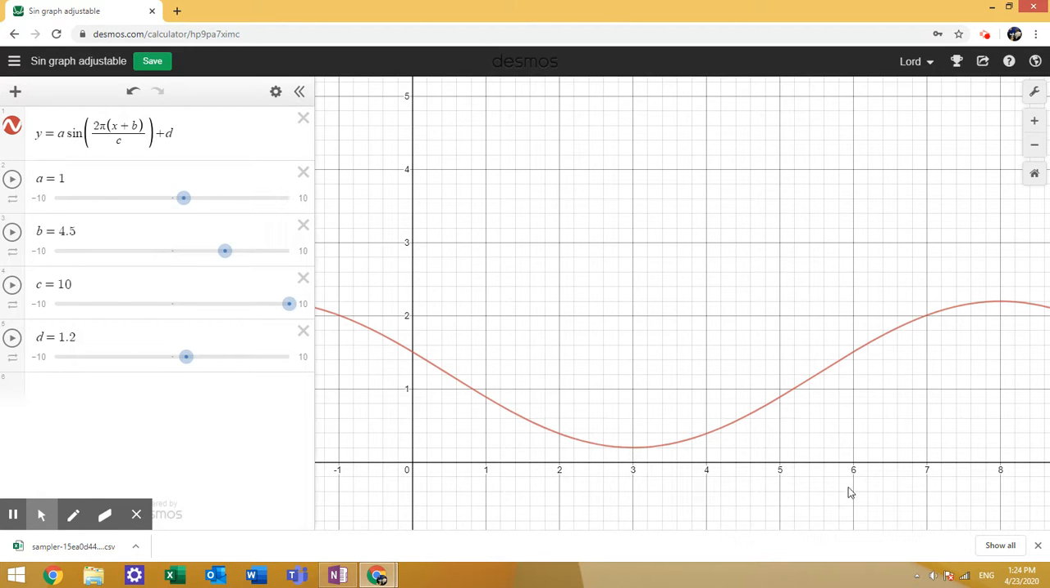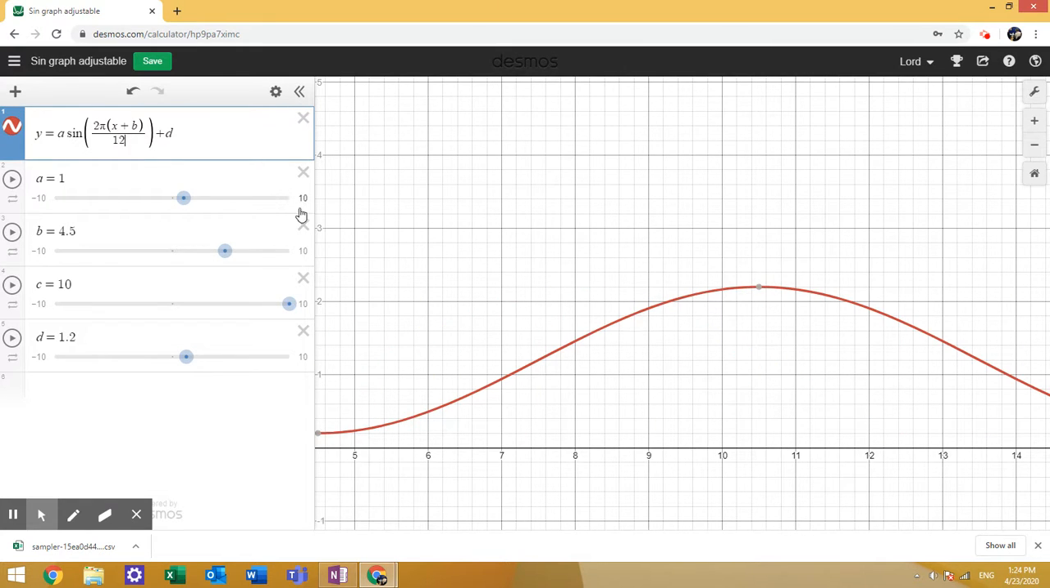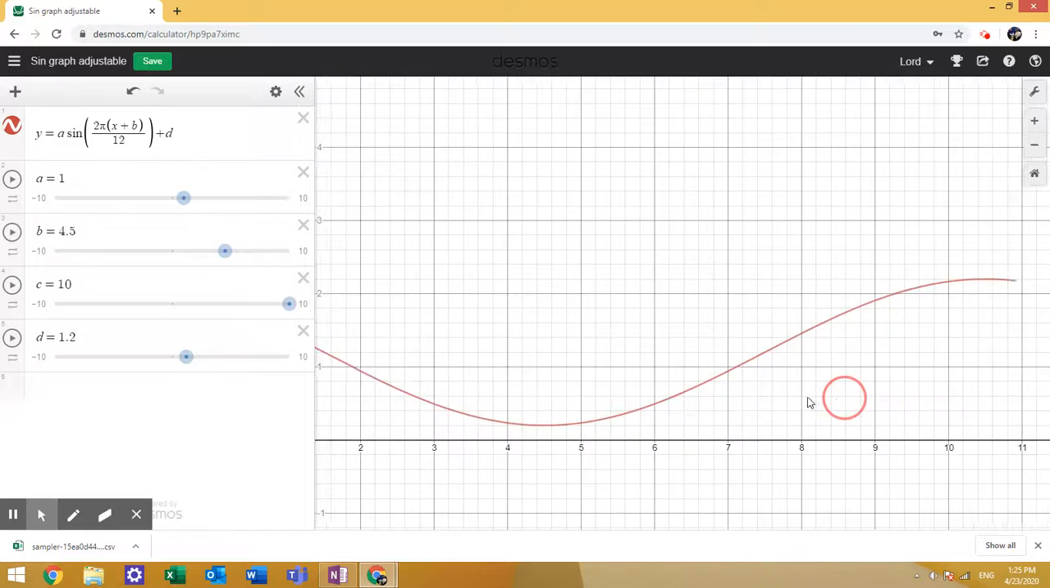Let's see if it does go through 7.5. It's not going to, because my wavelength is wrong at 10. I might just physically change that to 12 just to see what is going on here. And there is my equation now.